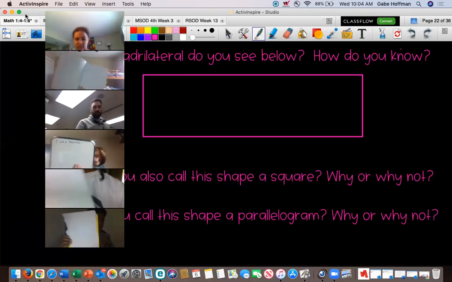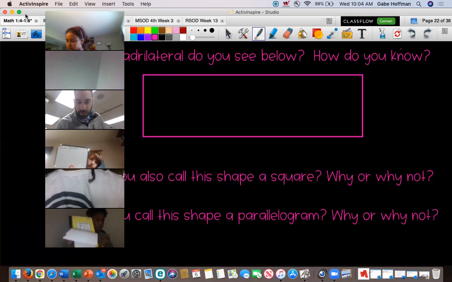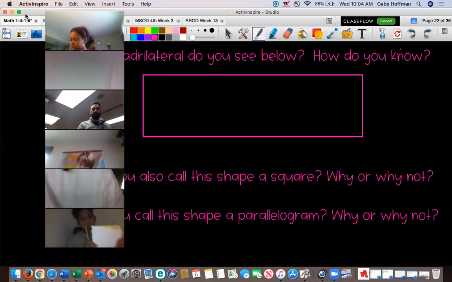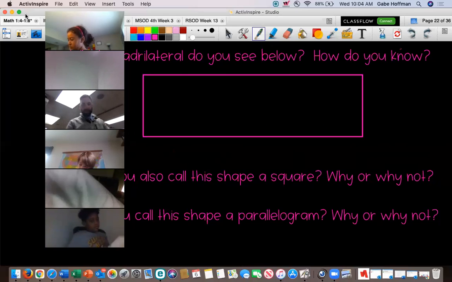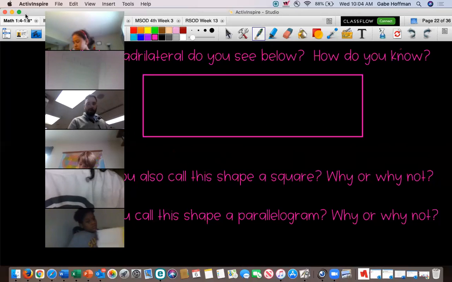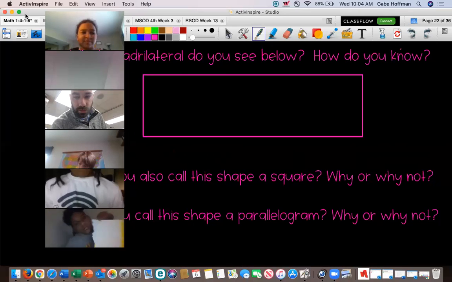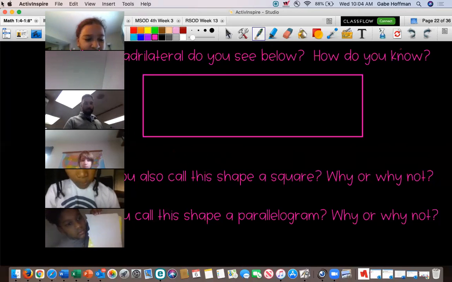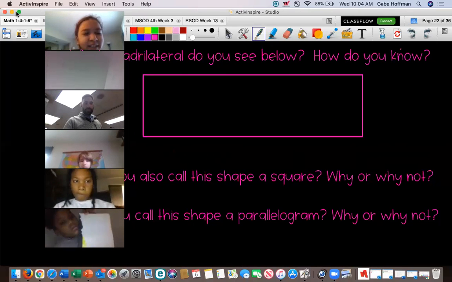Where it's tricky, we're going to talk about it. I see some answers that are correct. Alejandro, where's your writing? I don't see it. I'm going to take points away. You gotta have your camera on for this part. What quadrilateral do you see? I'm not done with mine.